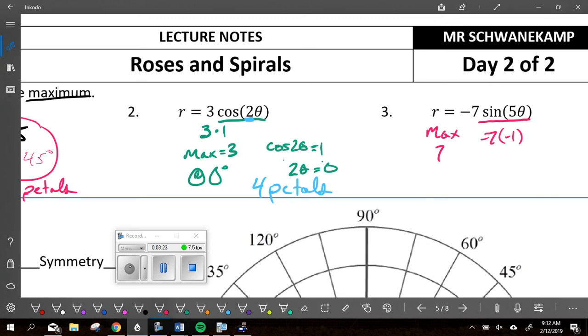-1. And so I'm answering the question, when is sine of 5 theta going to be equal to -1? So I want to know when 5 theta is equal to 270, because that is when sine is going to be -1. Then I just take 270 and divide that by 5. What's theta going to be? 54 degrees. Show me with your fingers how many petals altogether? 5. 5 petals. Everybody good with that so far?